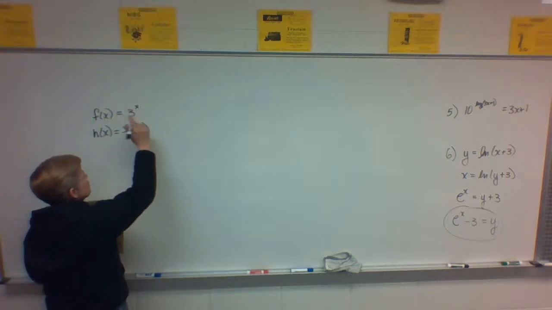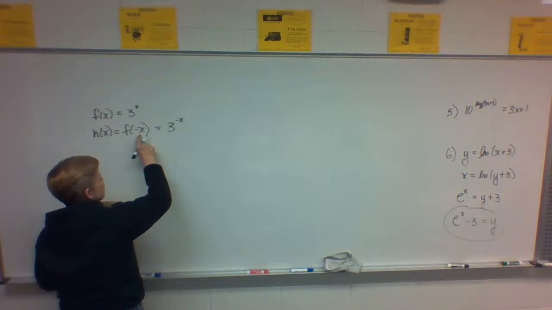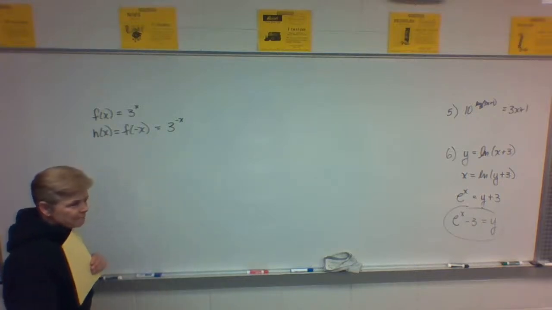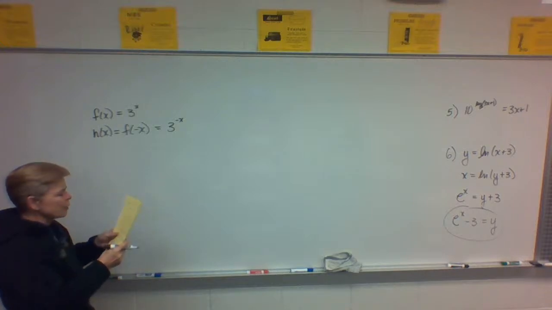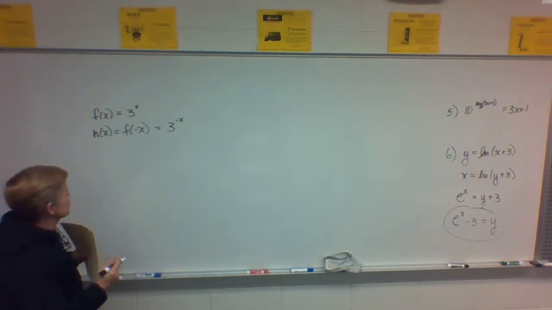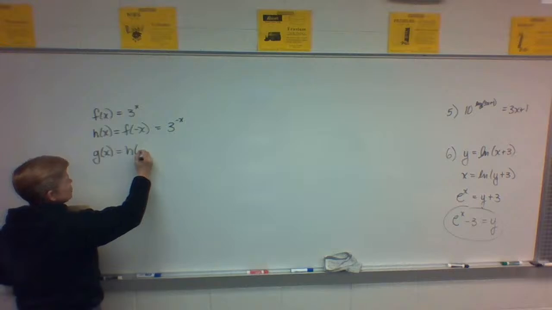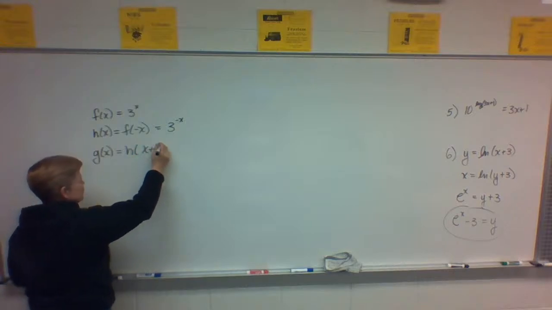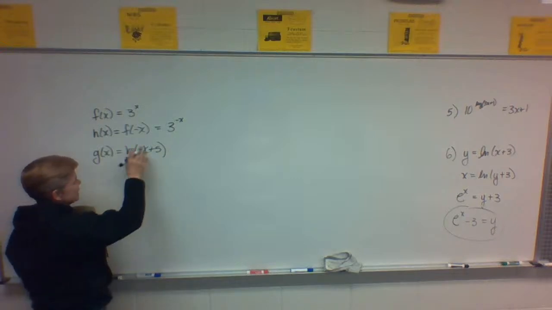Specific to this one means 3 to the negative x, because wherever x is in f, we'll replace it with negative x to get it to reflect over the y. You see that? That's h. Now it is to h that we will cause a move 5 units to the left. So g, which is the next function, is going to be h of x plus 5. That'll move h 5 units to the left because that's the next one. Does that make sense? Or not?